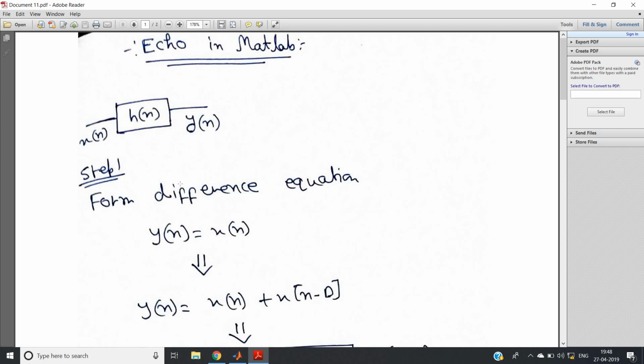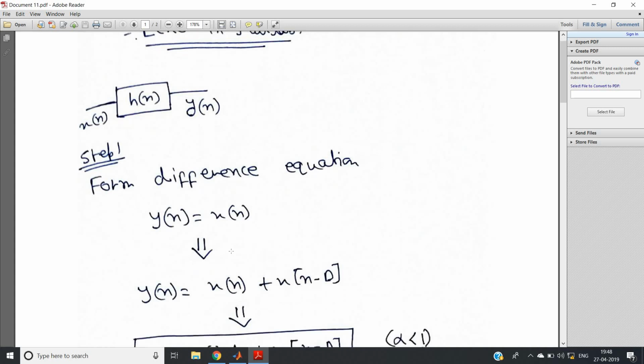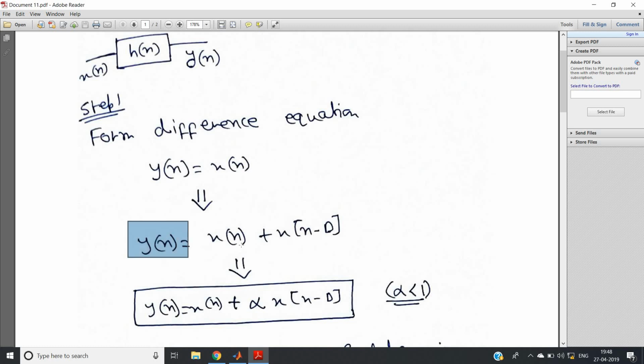Okay, so step 1 is to form the difference equation of h of n. As we know that in echo there must be presence of the original signal, so y of n should be equal to x of n. Obviously one component must be x of n. Another component is a delayed version of x of n, right? Because I told you in echo there is the original signal plus a delayed version of that signal. So y of n is equal to x of n plus x of n minus d, where d indicates the delay of the main input signal x of n.